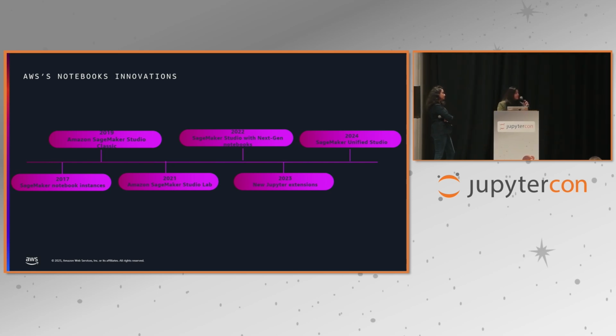In 2023, we launched a number of usability improvements and Jupyter extensions that we will see in a bit. And finally, in 2024, we launched SageMaker Unified Studio, which brings all the AWS data, analytics, and AI ML services under a single platform.